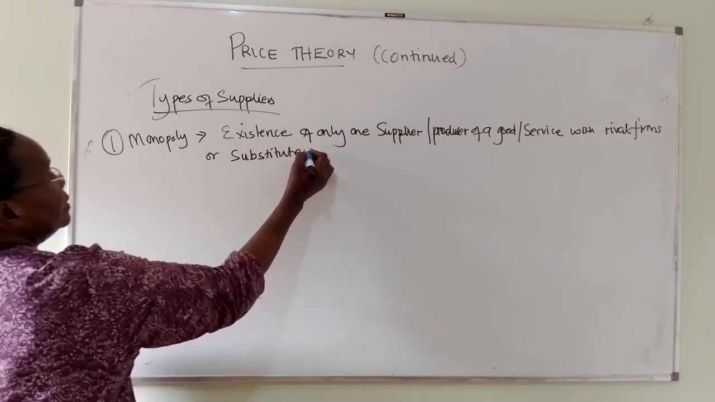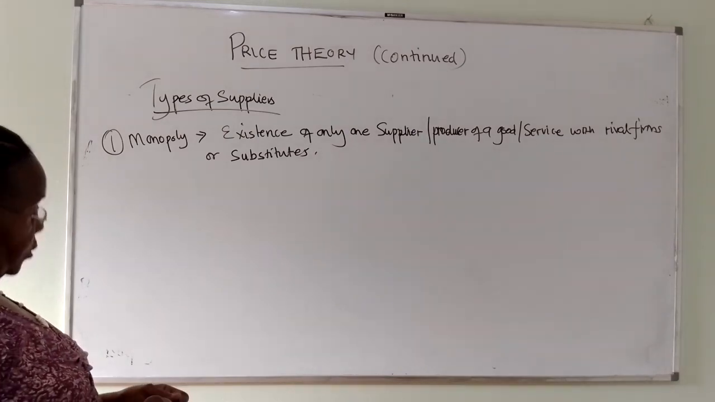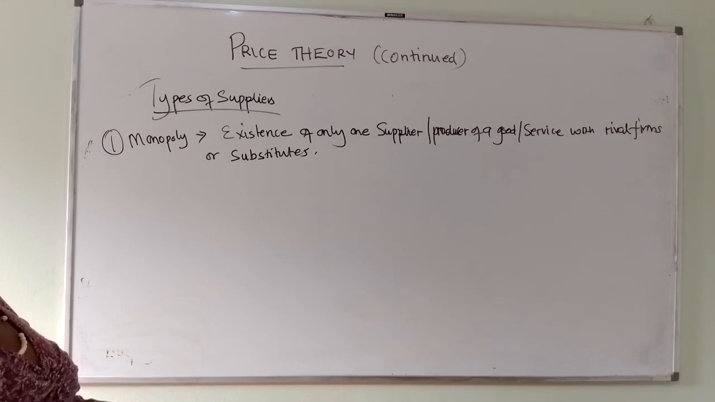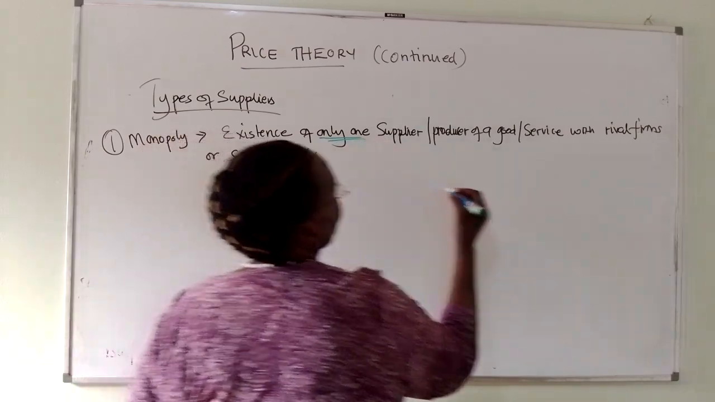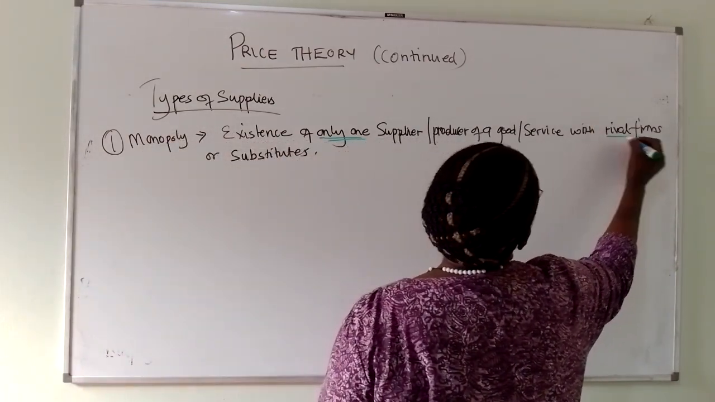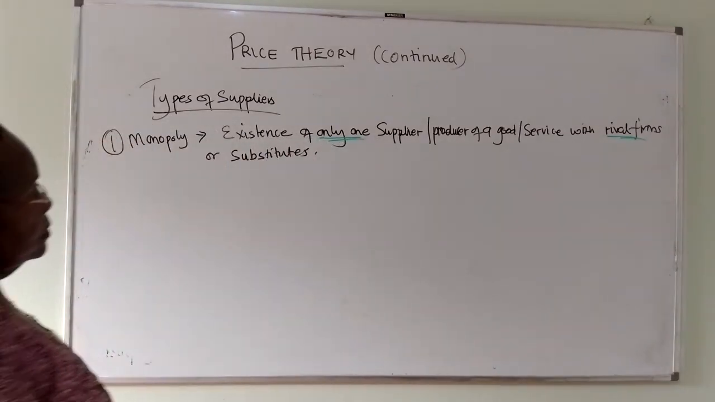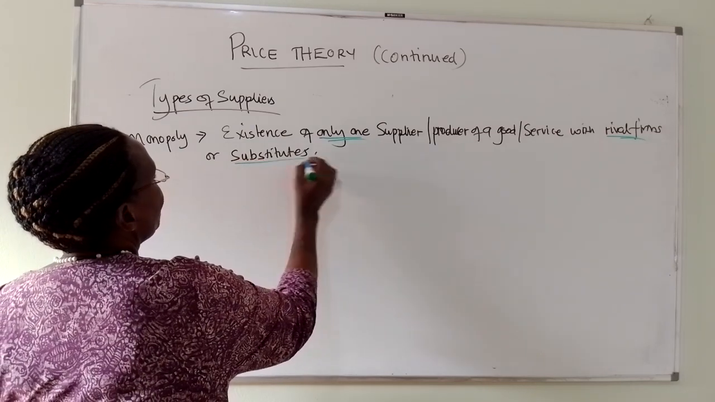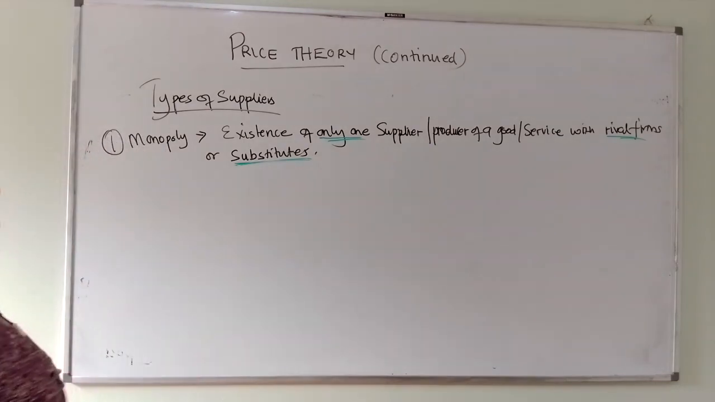So whenever we talk of monopoly, our idea should be focusing on that supplier who is only one. He is producing a good or service where there are no other rival firms engaged in the production of that similar product, and that product can never be substituted. We studied our goods, that we have substitute goods. These are goods which can operate in absence of another. But in monopoly, even substitutes are not there. So we find that we have those kinds of suppliers.